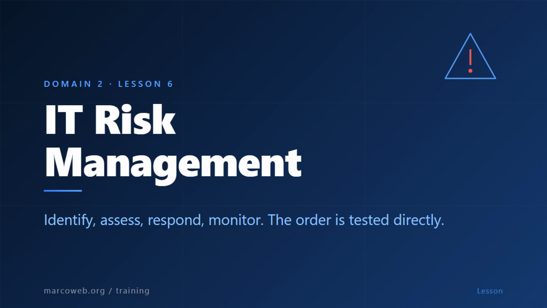IT risk management. This lesson is about the risk lifecycle, the 4 ways to respond to a risk, and who is actually allowed to choose. The exam tests the order and the vocabulary directly.